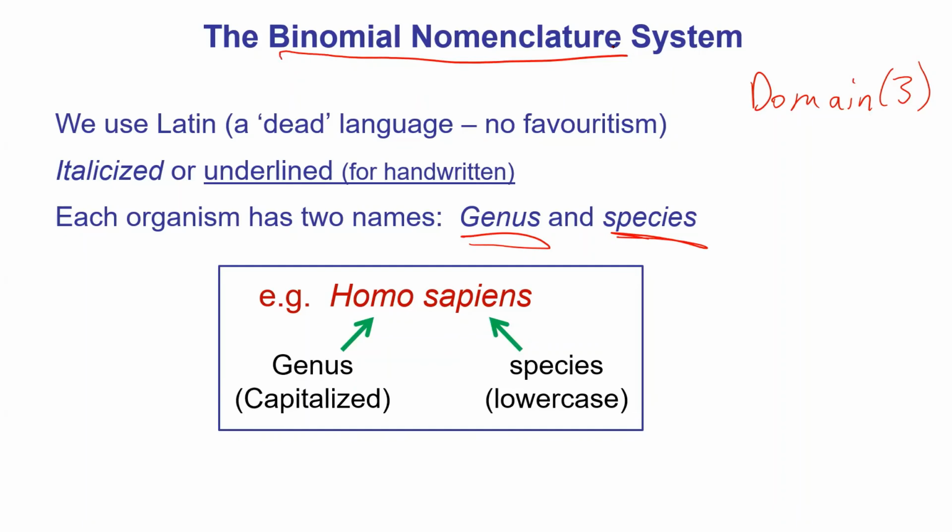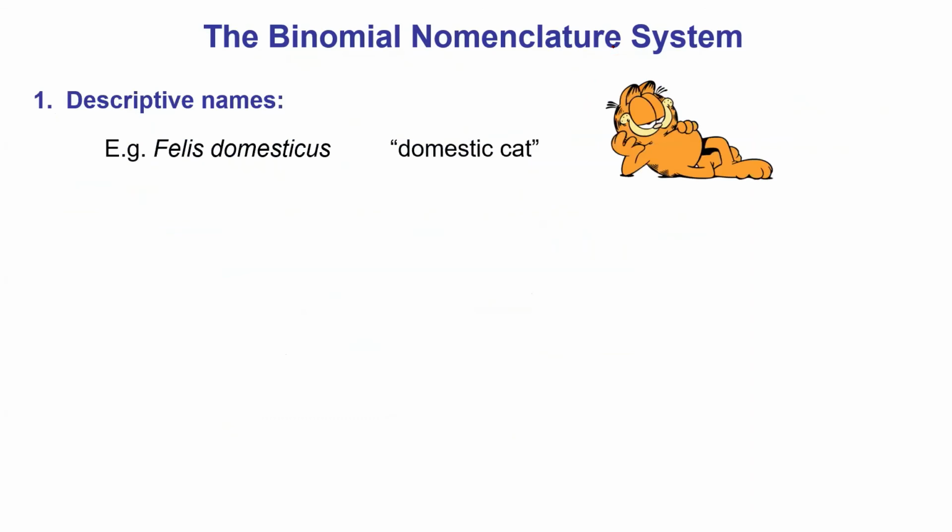In all of your lab reports and everything you do for this class, make sure all your species names are in italics. The genus starts with a capital, and the species name is not capitalized. So I want to show you some names and some examples of some descriptive names that fall into this binomial nomenclature system. Traditionally, these names would be done usually using Latin.